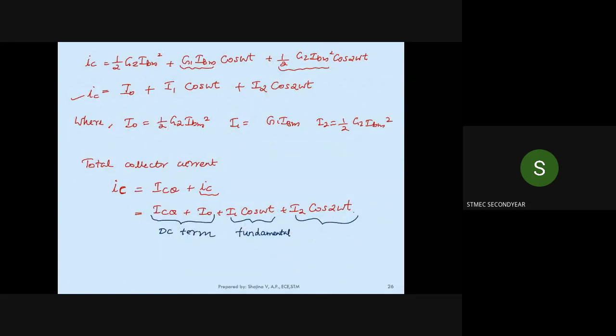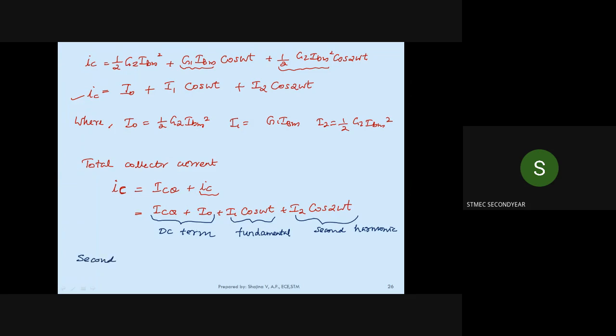And here I2 into cos 2 omega t, that is 2 into omega. That means an integer multiple of the fundamental frequency. Okay, so this can be called the second harmonic because it is 2 into omega, right? So it is a second harmonic term. Okay, second harmonic. So here we can define the second harmonic distortion.